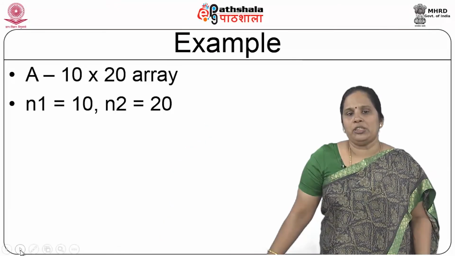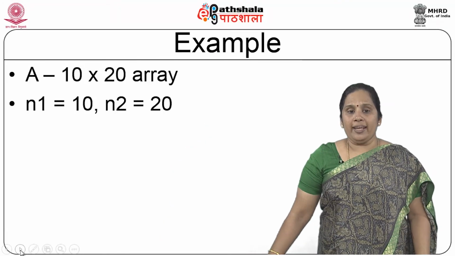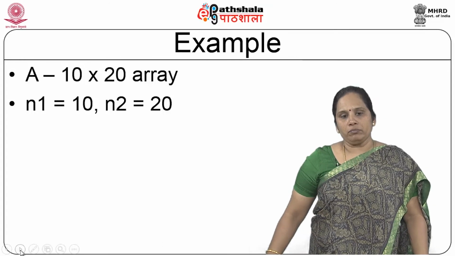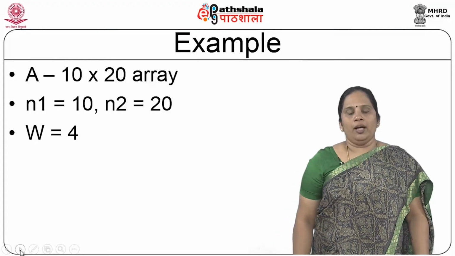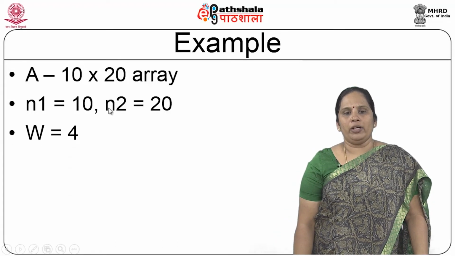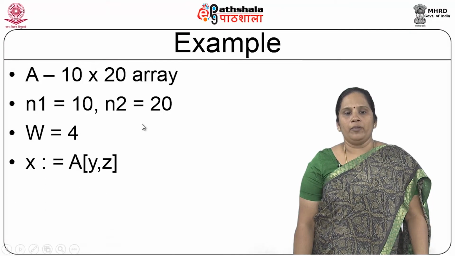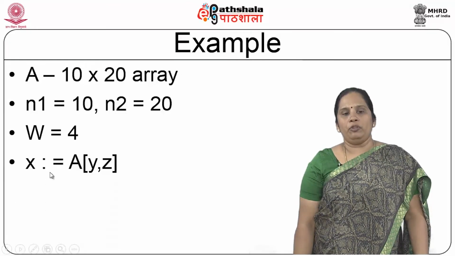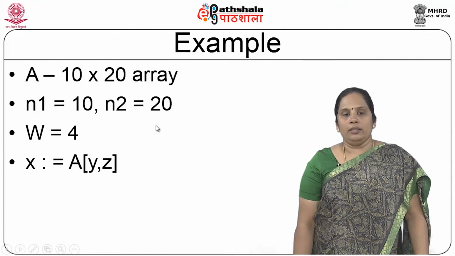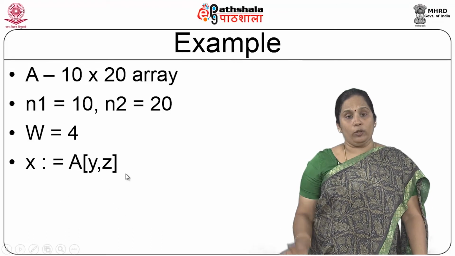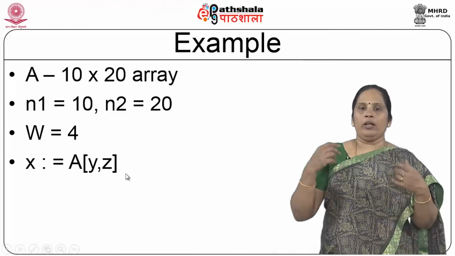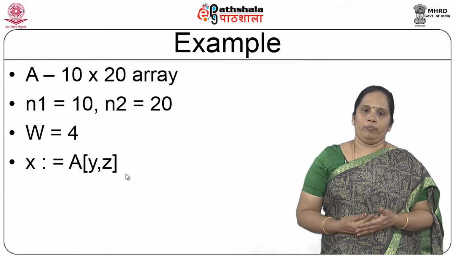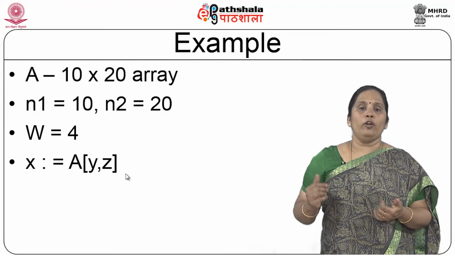And the first dimension is of size 10, the second dimension is of size 20, and then w is equal to 4, width is 4 because I am looking at an integer array here. Let us say you have to compute this assignment, x is equal to a of y comma z. Y comma z I do not know now, that will be supplied by the programmer. So I can say a of 4 comma 3.